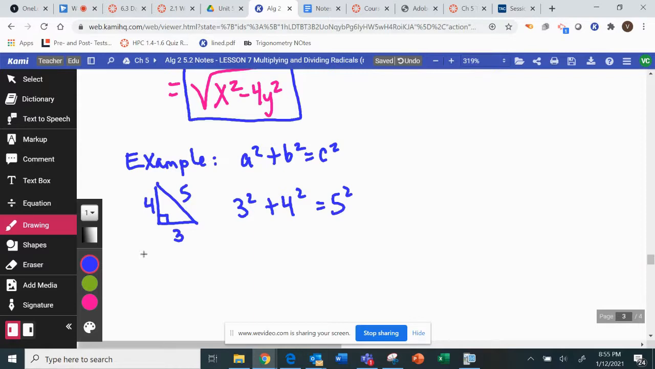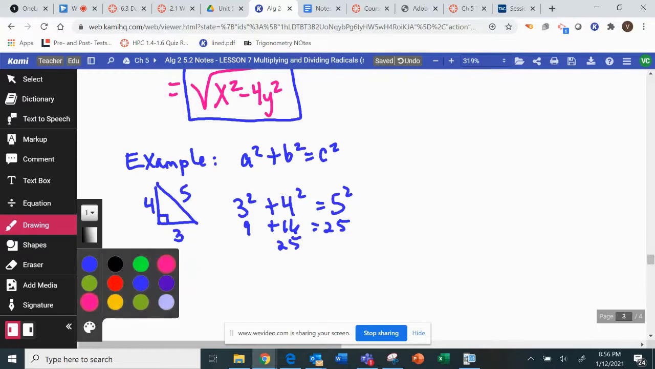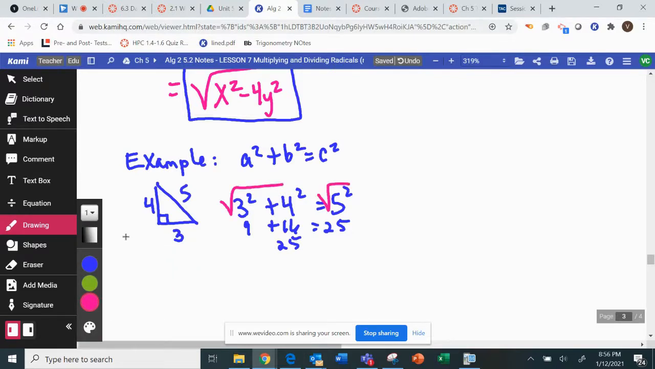I will get 9 plus 16. I'll get 25. 9 plus 16 is 25. But what if we were to square root both sides instead of simplifying? What if we were to square root both sides? Could we square root the 3 and 4 separately? Could we write 3 plus 4 equals 5? That doesn't work.